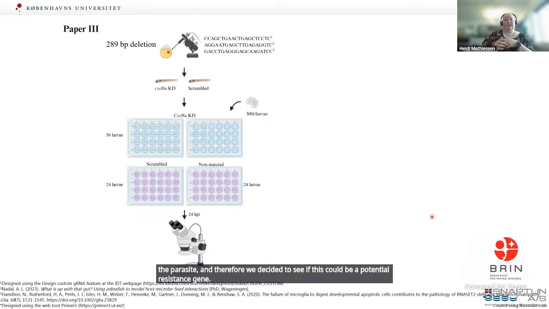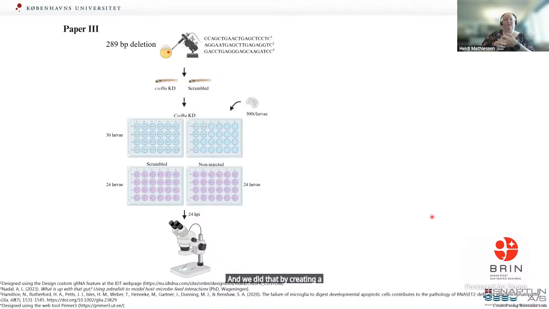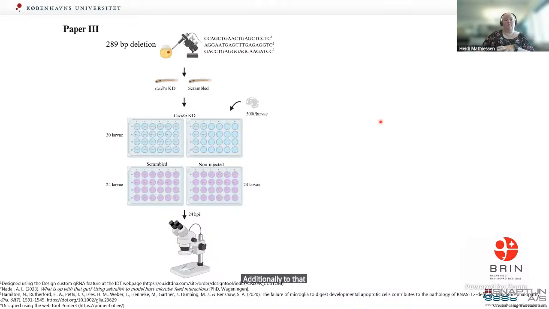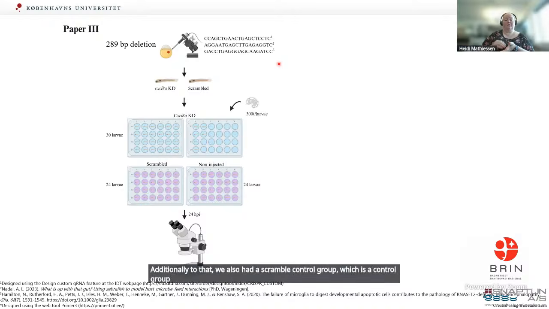We did that by creating a knockout of CXCL8A in zebrafish by creating a 289 base pair deletion using the top 2 guides. Additionally, we had a scrambled control group, which was injected in a similar way to our knockouts, however with a guide that does not bind anywhere in the genome. And then we had non-injected controls.